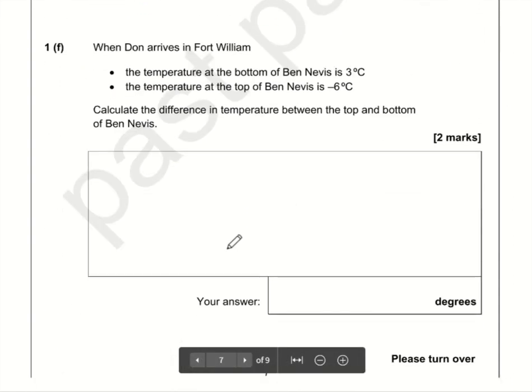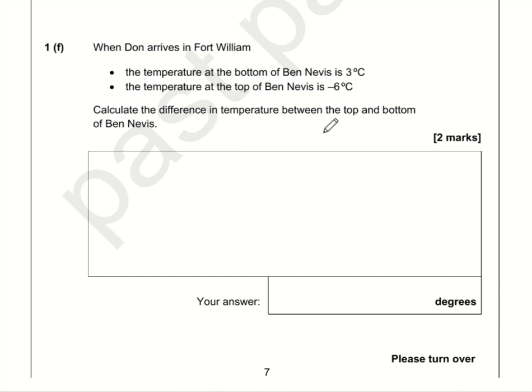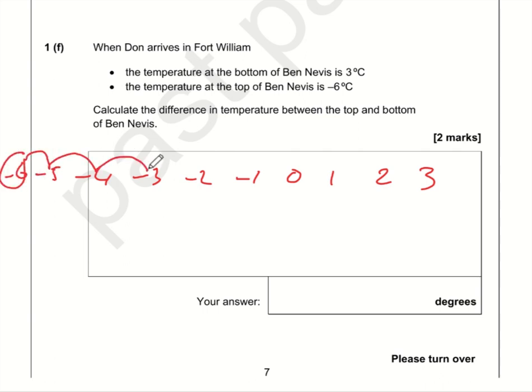Part F, what is the difference in temperature between the top and the bottom? Well, if you're struggling with this, then feel free to do a number line. So 0 degrees, 1, 2, 3, minus 1, minus 2, minus 3, minus 4, minus 5, minus 6. So the difference is 1, 2, 3, 4, 5, 6, 7, 8, 9 degrees.